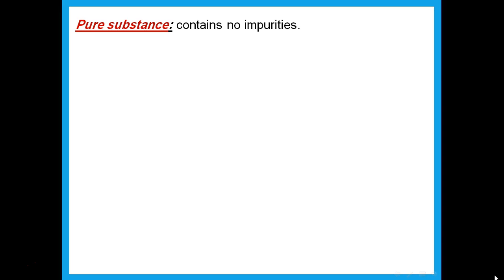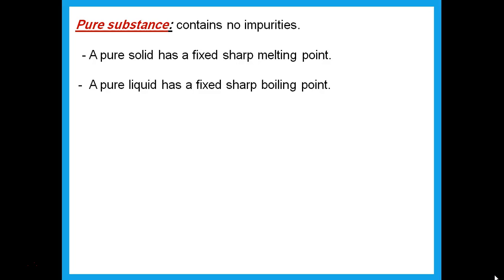Okay. Pure substance is something that contains no impurities, so it contains only the substance alone, nothing added to it. A pure solid would have a fixed sharp melting point. A pure liquid would have a fixed sharp boiling point. So if I have something that is pure, it will have a specific melting point. At a certain temperature it will melt, or at a certain temperature it will boil.